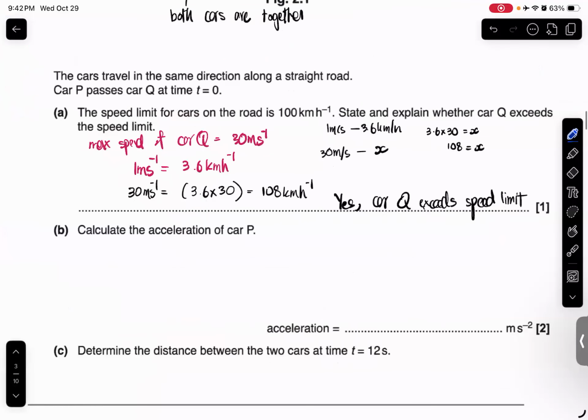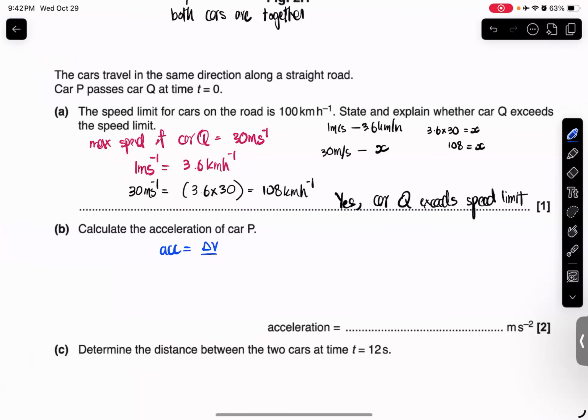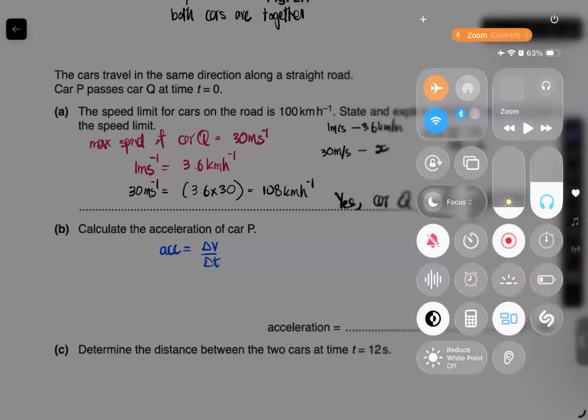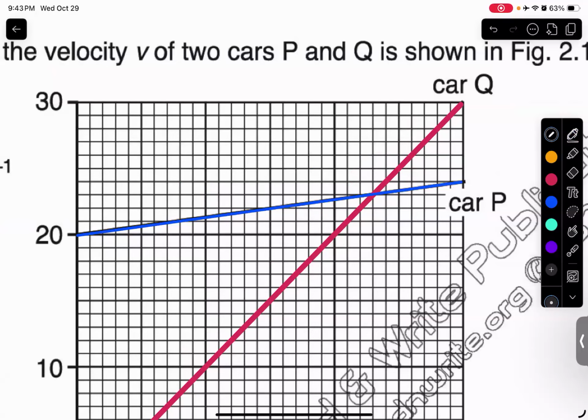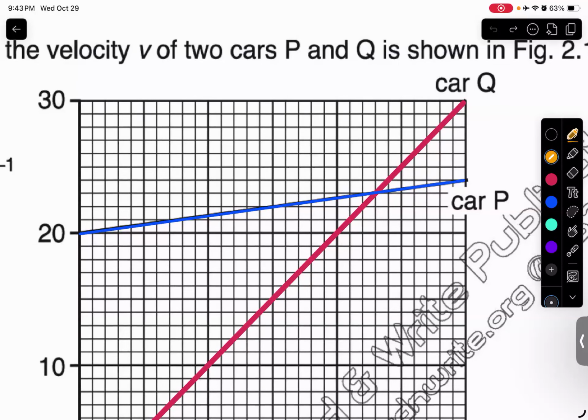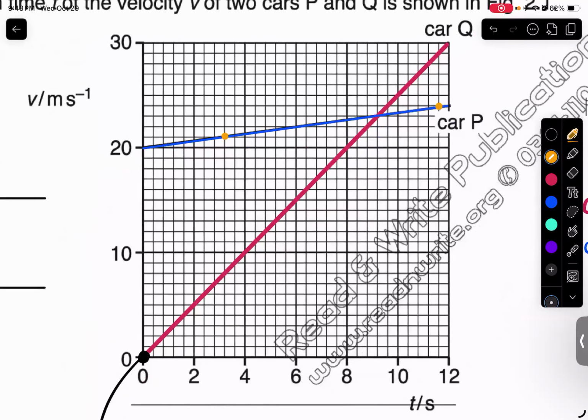Acceleration is equal to change in V over change in T. Make sure you take the gradient, the slope, for this. Let's choose 2 points. Which point should we take? I think let's take this point, and let's take this point. Or let's choose another one, wait. I think this one is better. Yes, it is. Let's choose this point, and let's read it off from the x-axis.